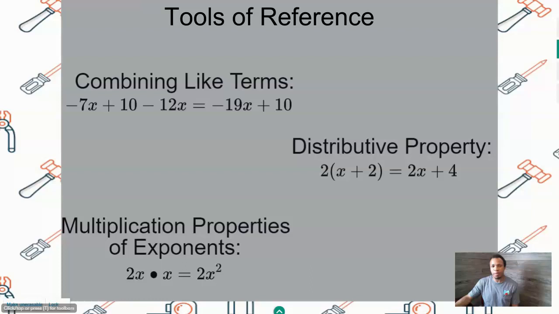Having these three tools will help you multiply binomials a little bit more easily. If you understand how to combine like terms, use the distributive property, and the multiplication property of exponents, then you have the tools needed to multiply binomials. If not, please check the description below where I'll link the videos that we have already discussing these topics. Let's go ahead and look at our example.